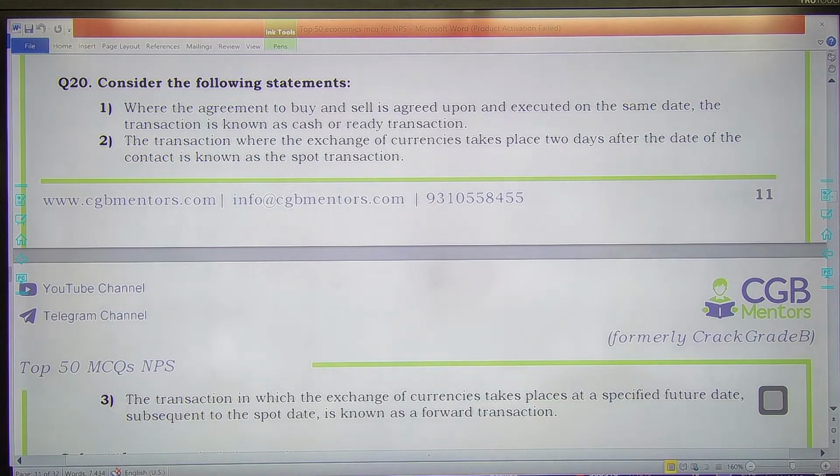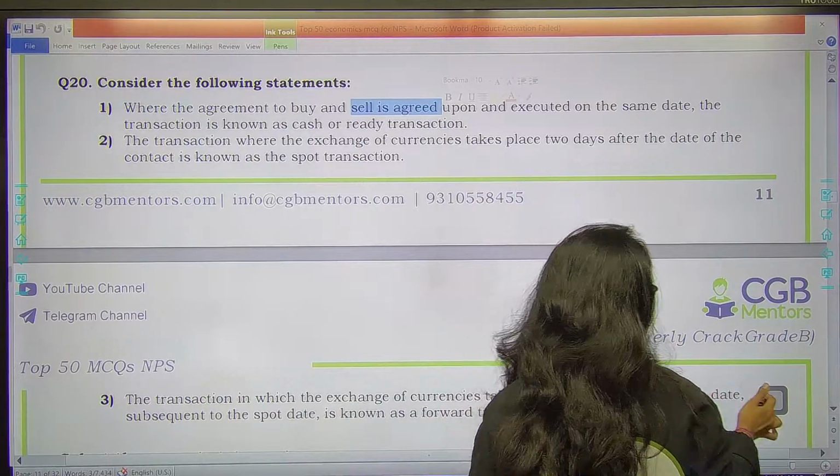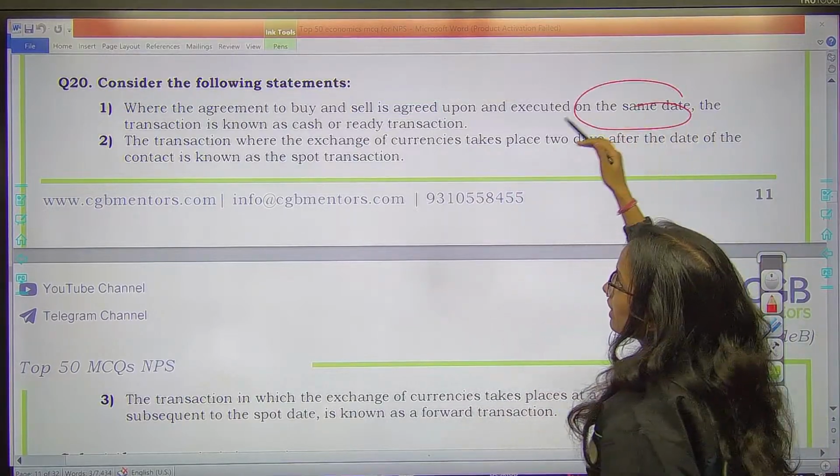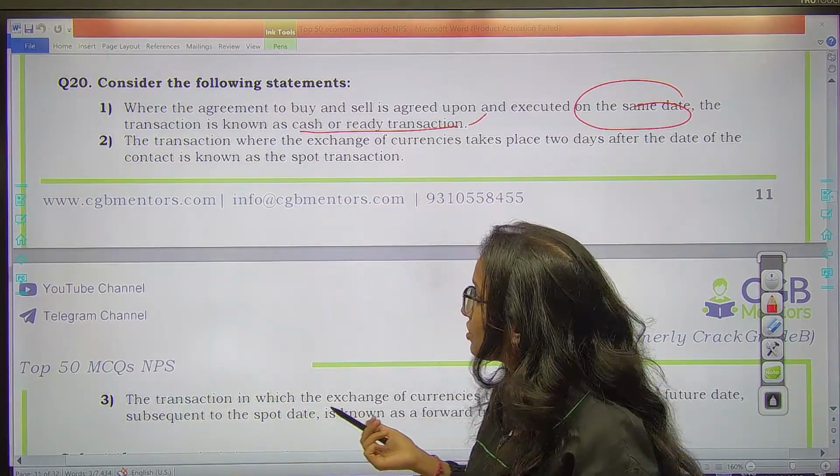This is about foreign exchange market, Forex market. What is the answer here? Where the agreement to buy and sell is agreed upon and executed the same date, it is known as cash or ready transaction. Yes, it is known as cash or ready transaction in Forex.